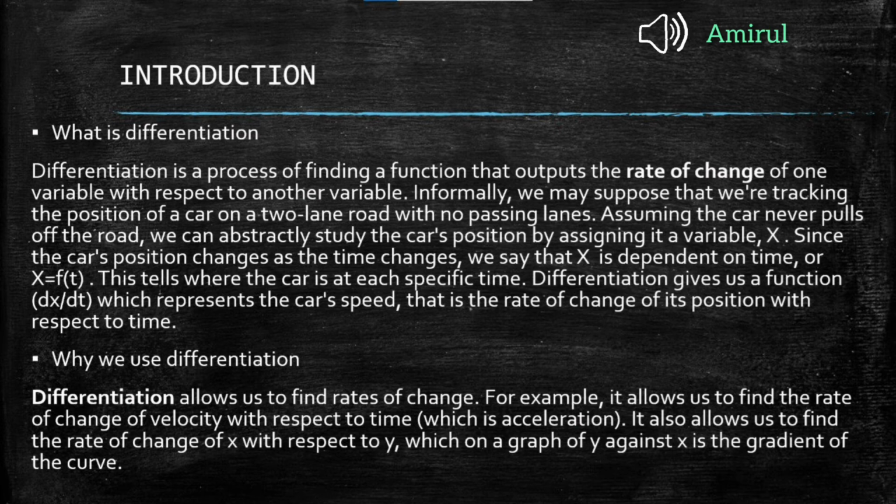Why do we use differentiation? Differentiation allows us to find rates of change. For example, it allows us to find the rate of change of velocity with respect to time, which is acceleration. It also allows us to find the rate of change of x with respect to y, which on a graph of y against x is the gradient of the curve.